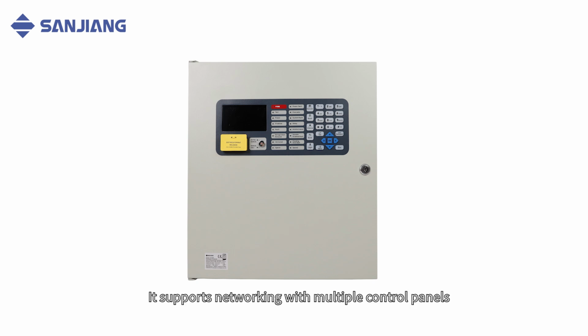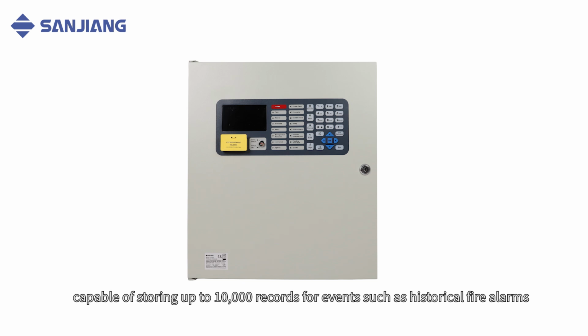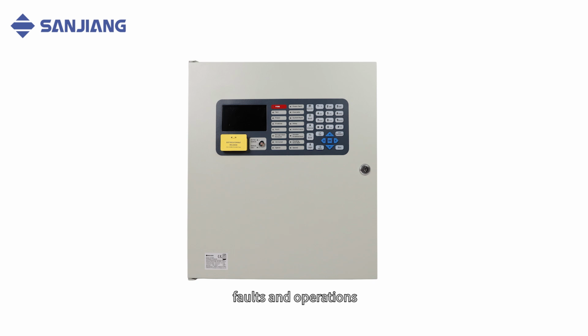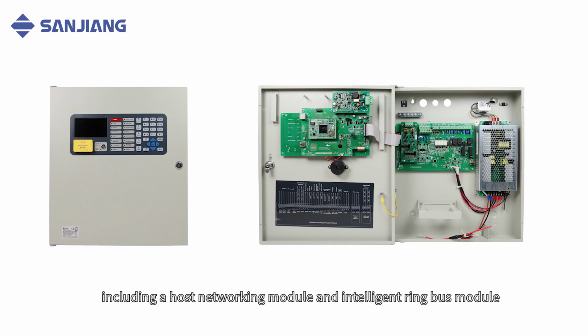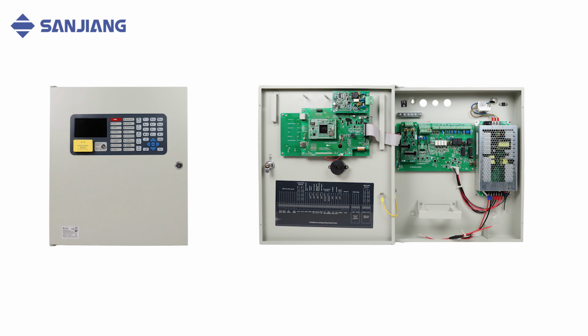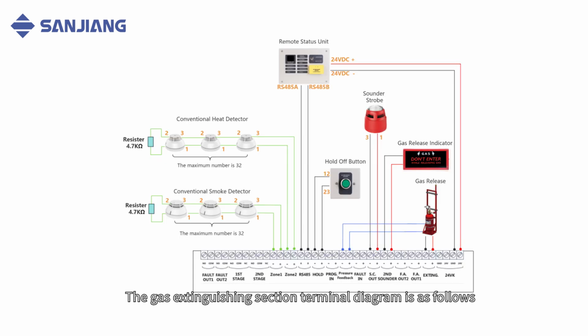It supports networking with multiple control panels and offers the option for either CAN or Ethernet connectivity. The system includes a historical data logging function capable of storing up to 10,000 records for events such as historical fire alarms, faults, and operations. Optional modules are available, including a host networking module and intelligent ring bus module. The gas extinguishing section terminal wiring diagram is as follows.